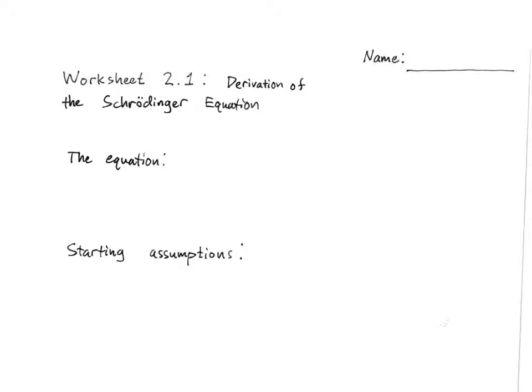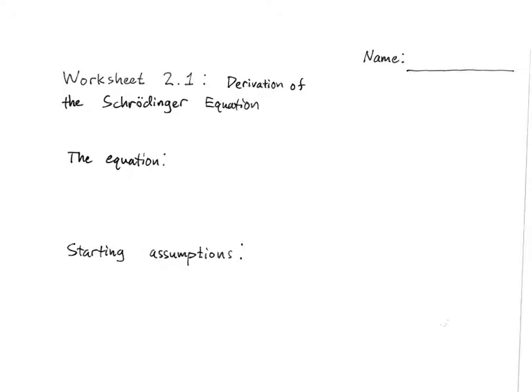Hi everyone, this is Worksheet 2.1, Derivation of the Schrodinger equation. The purpose of this worksheet is to lay out for you some of the thought process behind where the Schrodinger equation actually comes from, and it follows somewhat closely the line of reasoning that Schrodinger himself used in order to write down the equation to begin with.